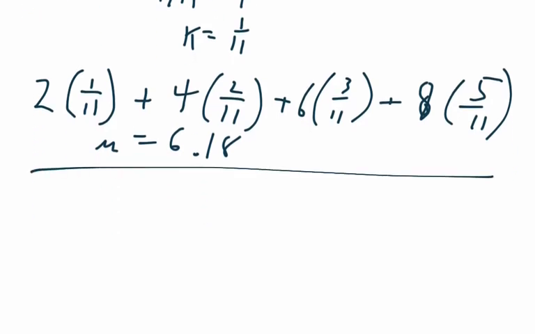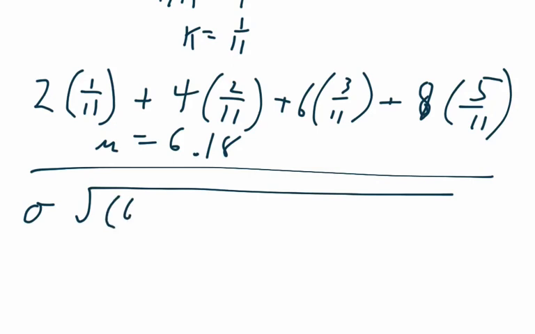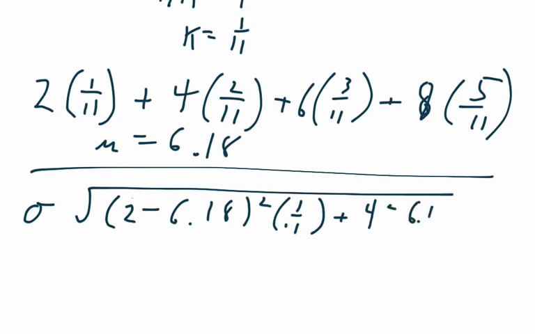And so the standard deviation would be the square root of 2 minus 6.18 squared times 1 over 11, plus 4 minus 6.18 squared times 2 over 11, and so on.